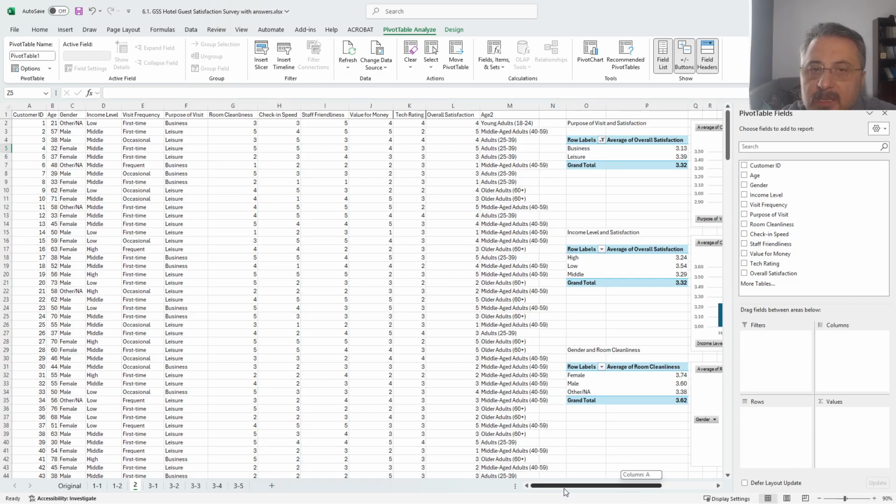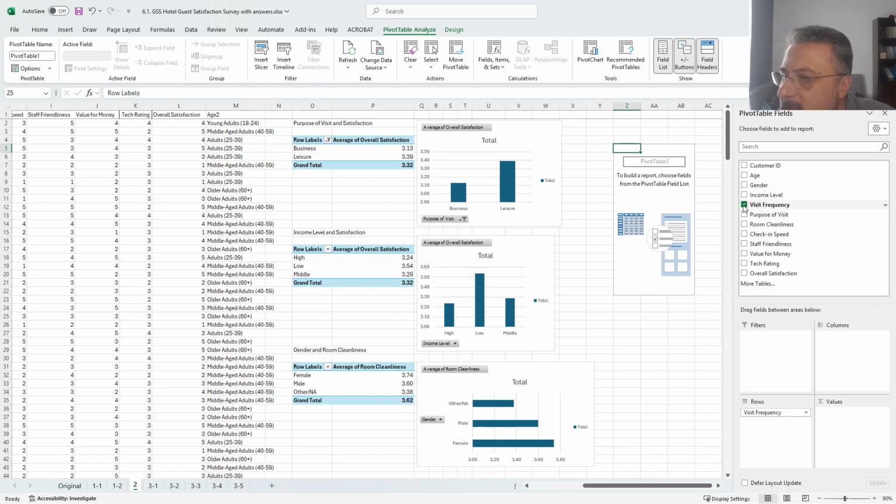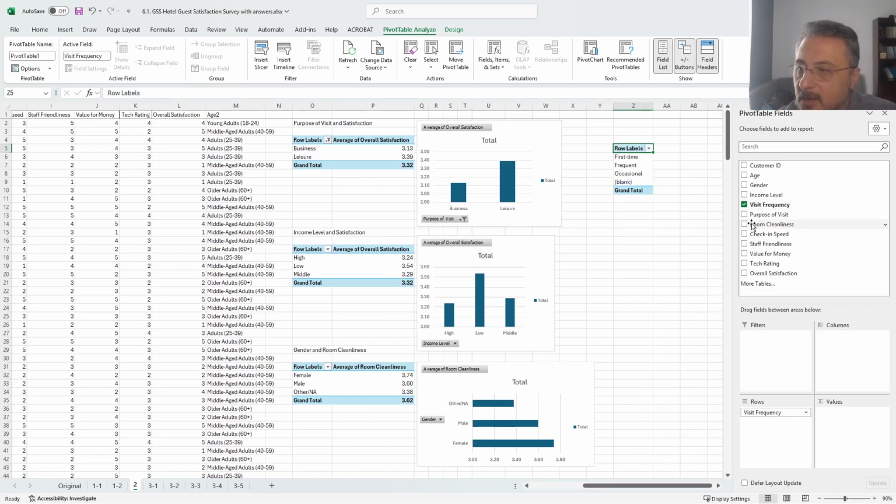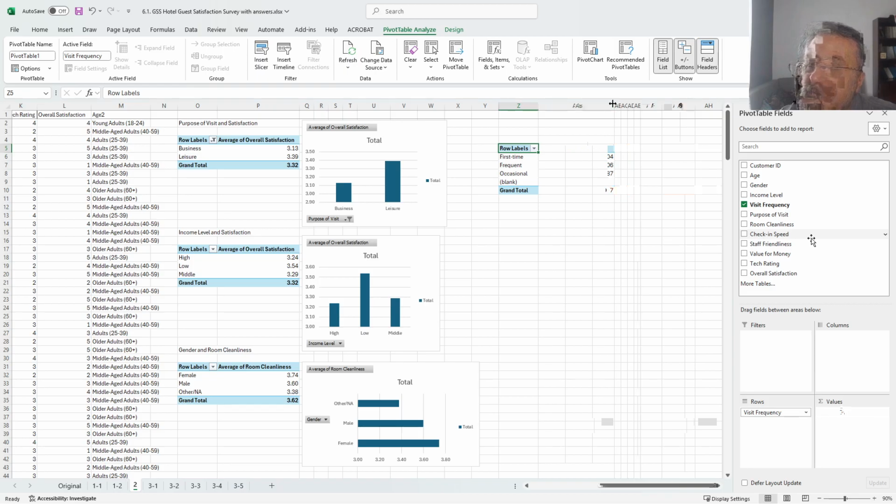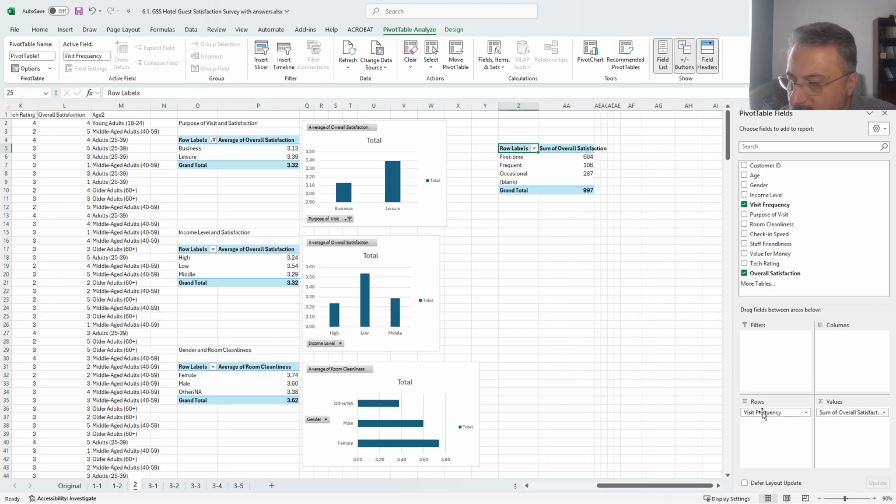Just to give you an idea, visit frequency, right? For example, we're going to select the visit frequency. Now, what we need to do is drag this into rows, right? And the second one, we need to get the visit frequency and the overall satisfaction. But the thing is, Excel gives us the sum, but what we need is an average, right?